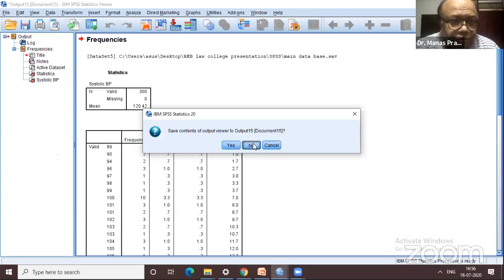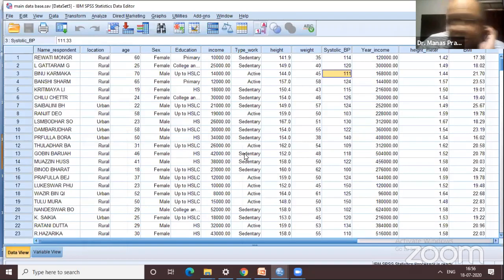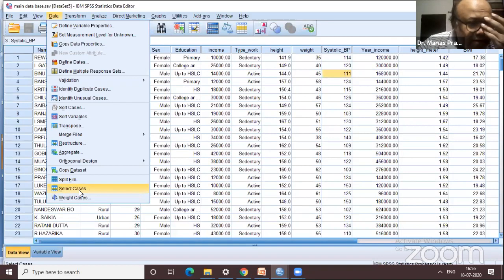Suppose I want to find it for male and female separately. Yesterday I showed you that it can be done by using select cases. At first I have to select all the males, then calculate the mean, then select the females, then calculate the mean. But this can be done by using another option also. Okay, so I will show you how to do this.